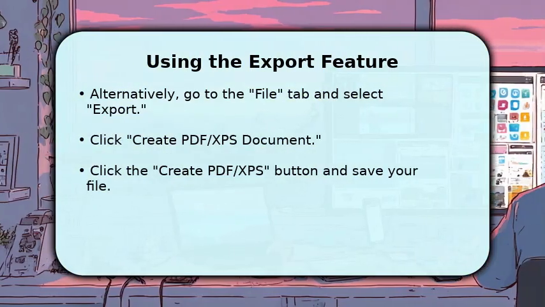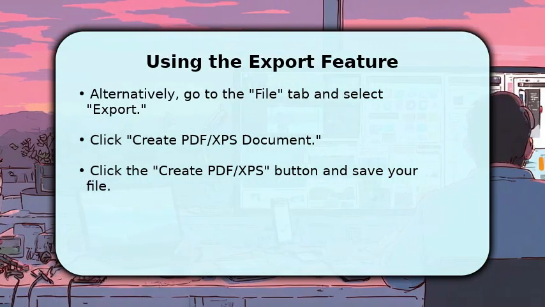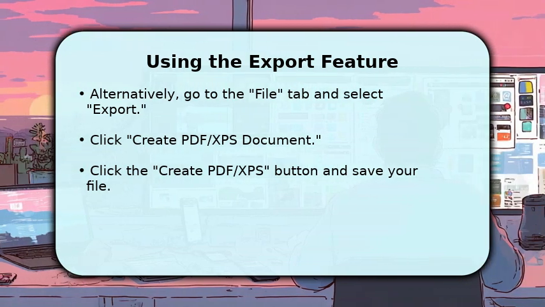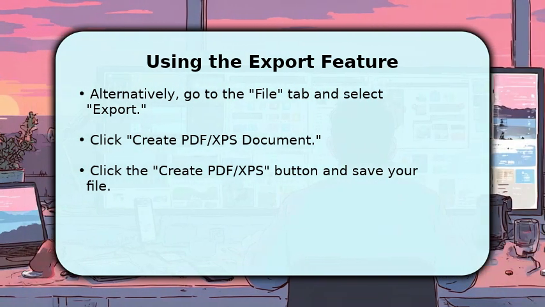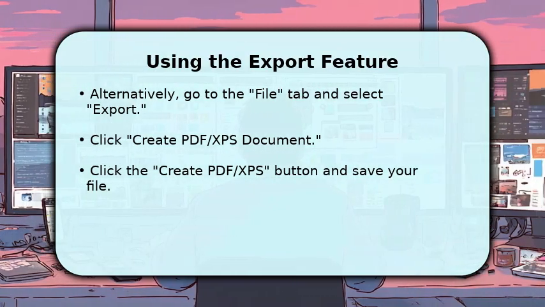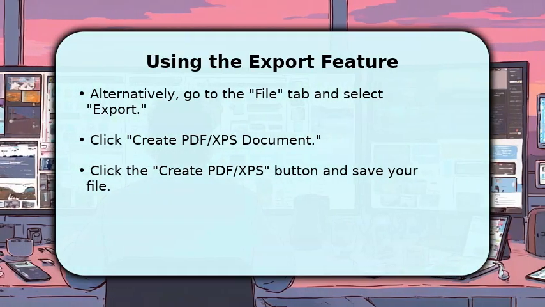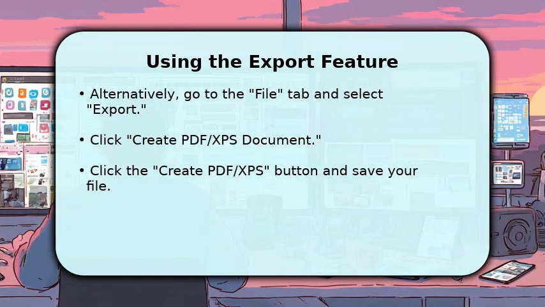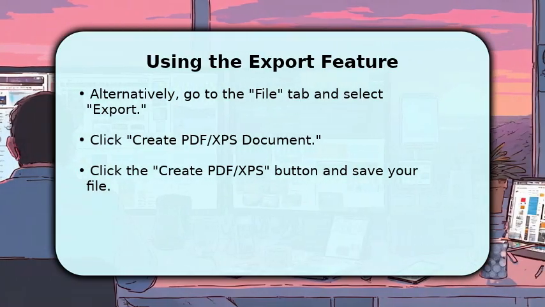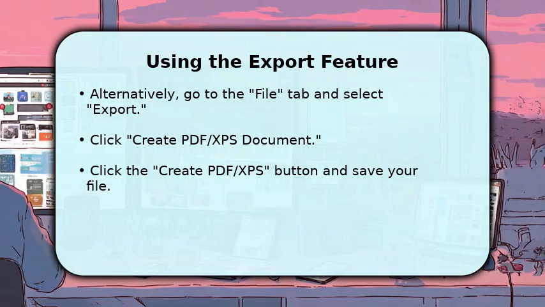Another straightforward method to convert your Word document to a PDF is by using the Export feature. Return to the File tab, but this time, instead of Save As, select Export. You'll then see an option labeled Create PDF/XPS document. Click on this, and then click the Create PDF/XPS button. This will open a similar Publish as PDF or XPS dialog box, allowing you to name and save your new PDF file with ease.